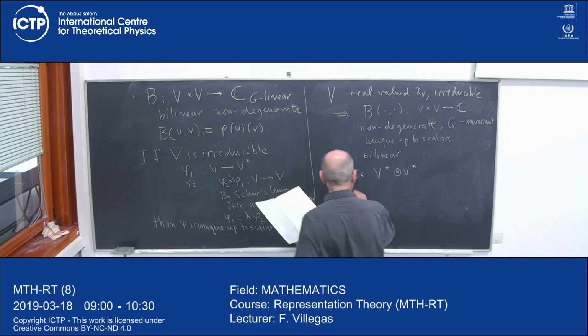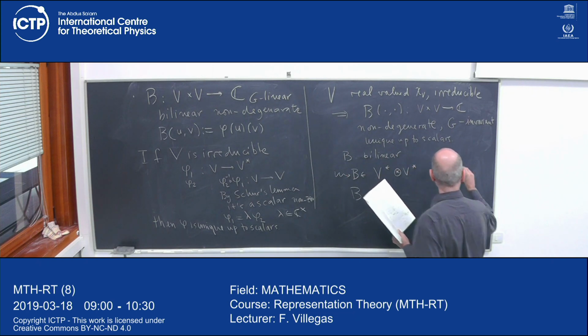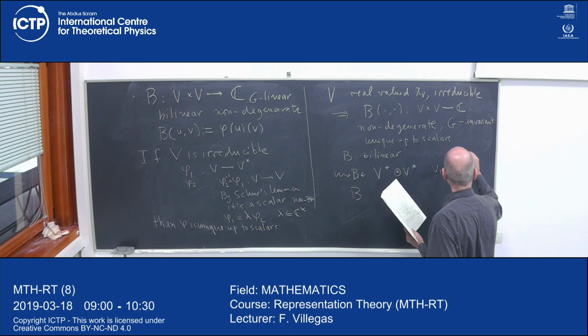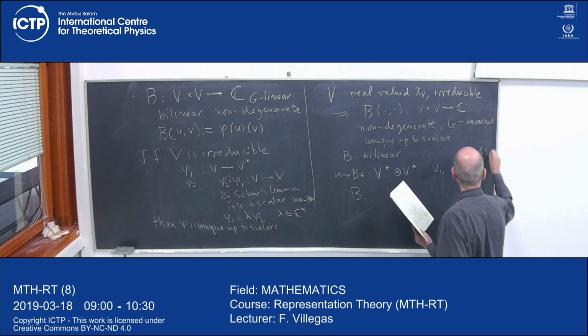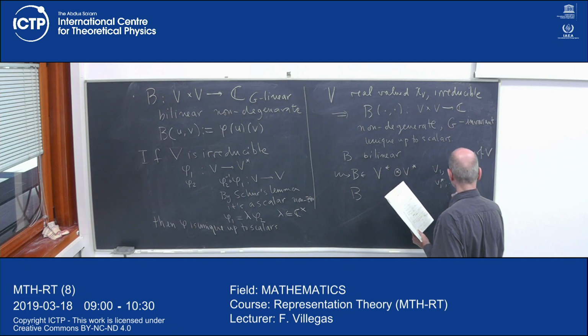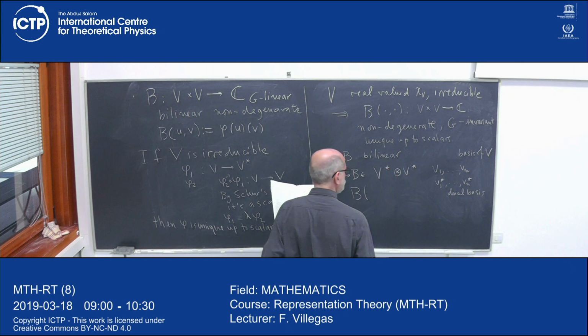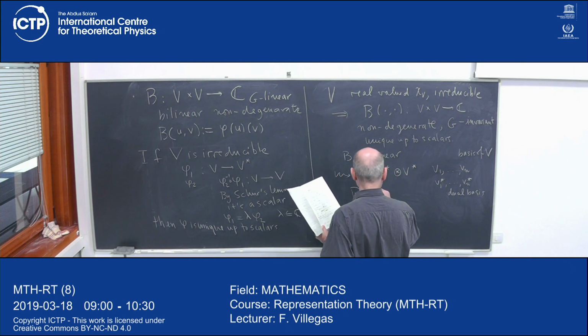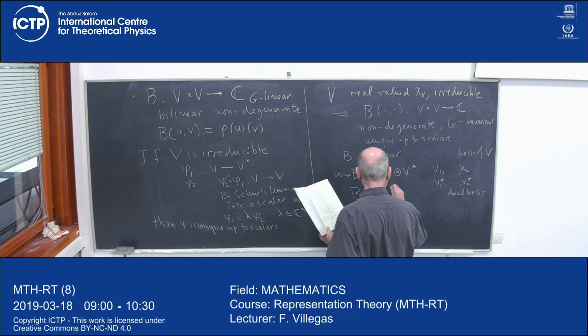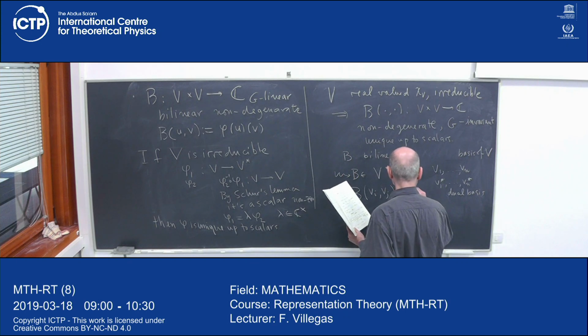Right, so B, if we pick a basis V1 to Vn of V, and V1 dual to Vn dual, the dual basis, then B of Vi, Vj is some number Bij.